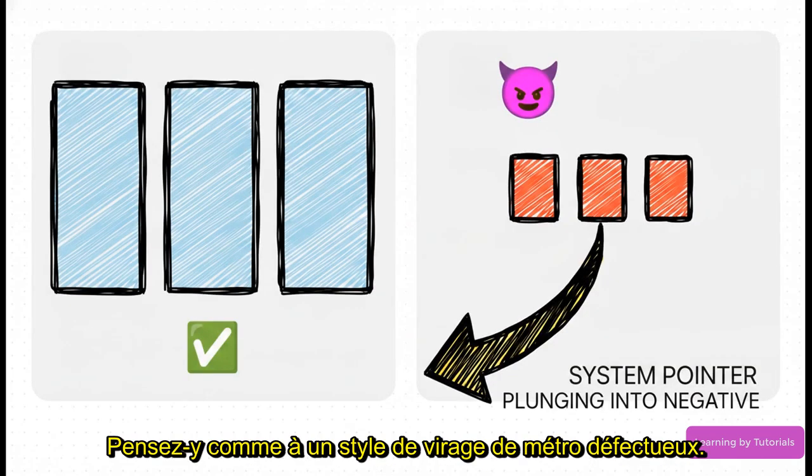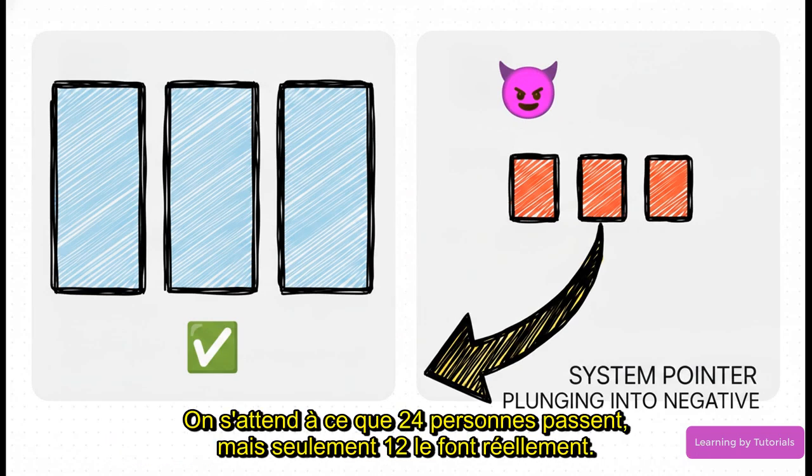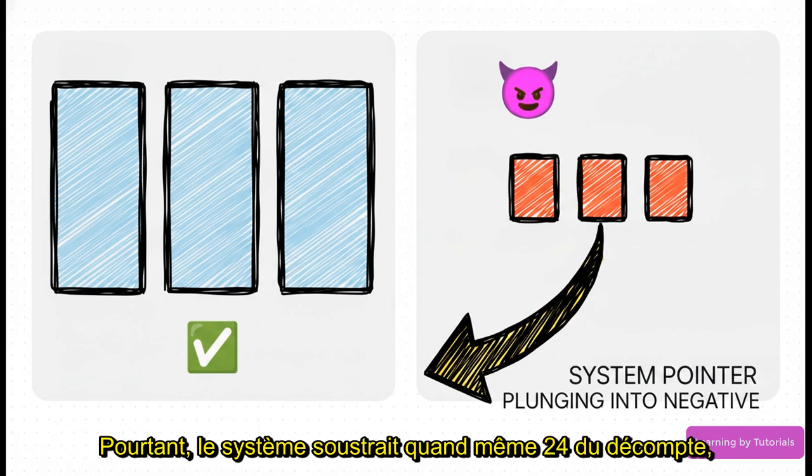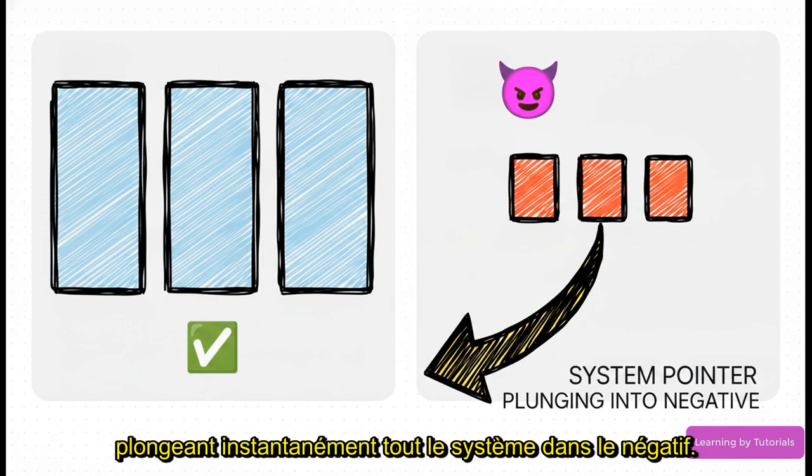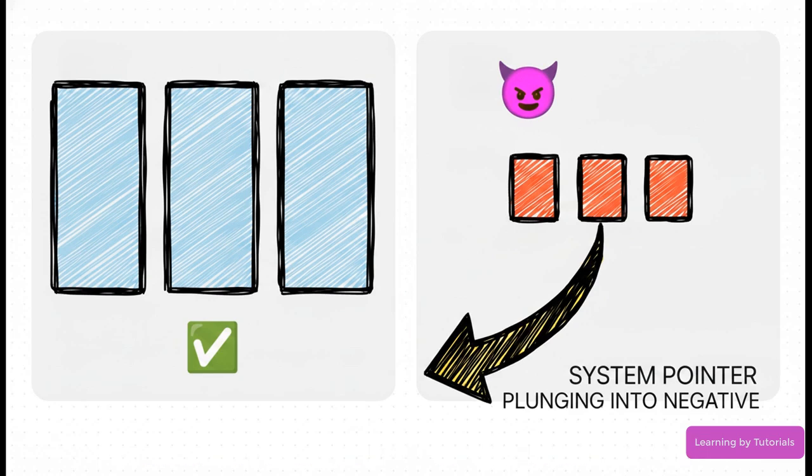Think of it like a faulty subway turnstile. It's expecting 24 people to walk through, but only 12 actually do. Yet, the system still subtracts 24 from the tally anyway, instantly plunging the entire system into the negative.